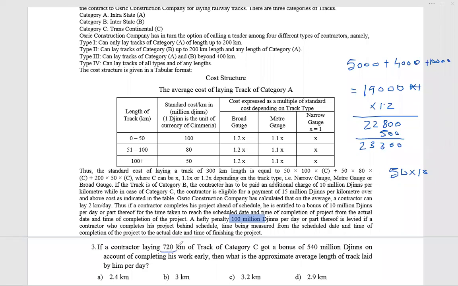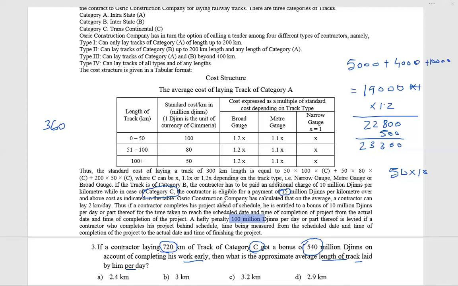If a contractor is laying 720 kilometers of track of category C, got a bonus of 540 million on account of completing his work early, what is the approximate length of the track laid by him per day? So 720, this time whether it is broad gauge, narrow gauge doesn't matter. 720 should have been done, must have been done in 360 days. Early completion bonus for category C is 15 million per day.